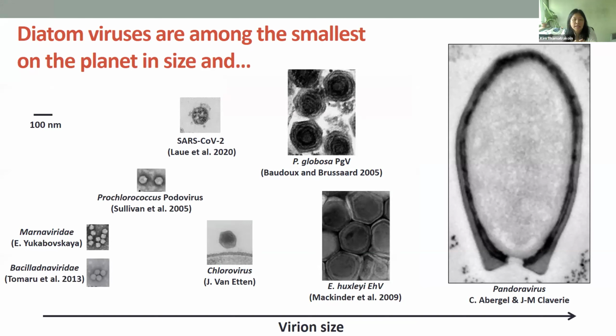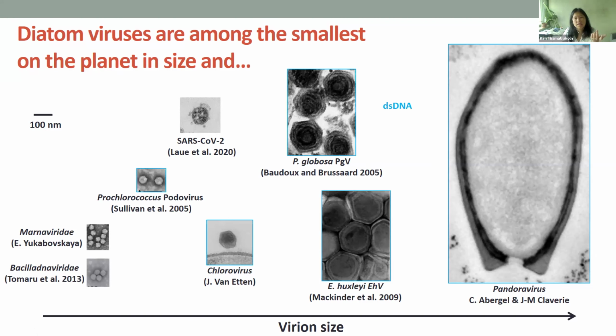And so this is a size scale image of different viruses. Most of them are algal viruses, with the exception of this Pandora virus shown here on the right, which is the largest virus known on the planet. This infects a freshwater amoeba. And then for context, this is the SARS-CoV-2 virus, the virus that has been the cause of the COVID-19 pandemic. The rest of these are algal viruses. And so we see that the diatom viruses are all the way here on the left. Their virions are about 20 to 40 nanometers in diameter.